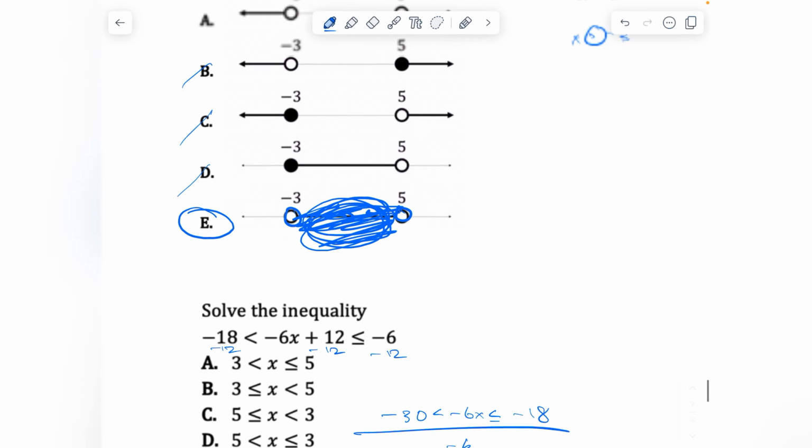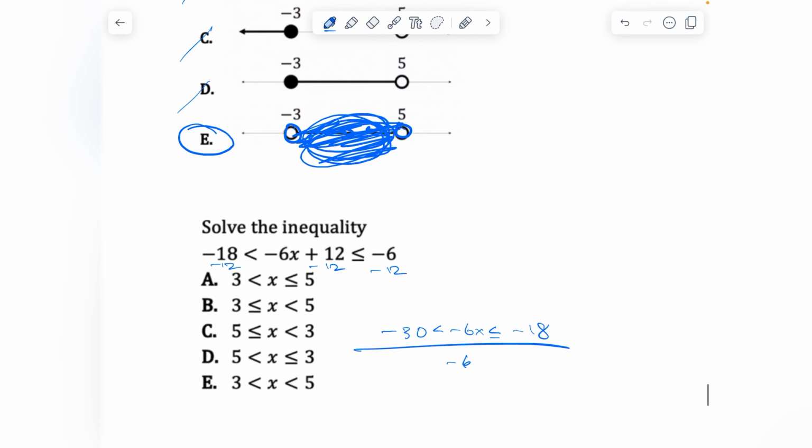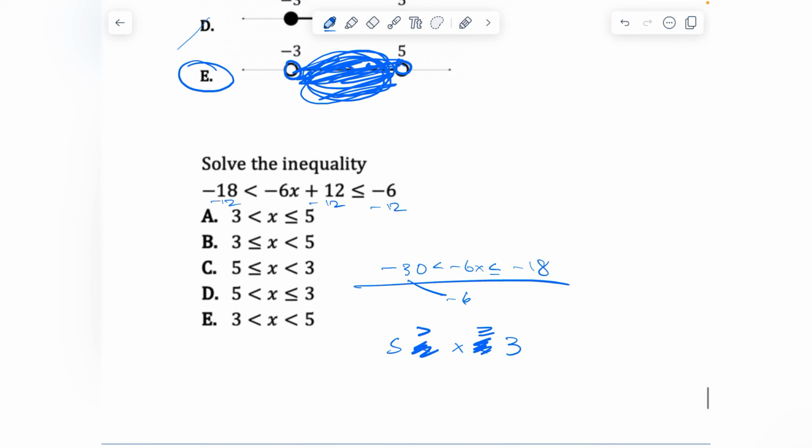And again, remember, when you multiply or divide an inequality by a negative number, you end up switching the directions of the signs. So you're going to think, okay, the answer is -30 divided by -6, which is 5, is less than x is less than or equal to 3, right? But you're going to have to flip all the signs, because that's what multiplying or dividing by a negative number does to inequalities. So now you have 5 is greater than x is greater than or equal to 3, which I would rewrite as 3 is less than or equal to x is less than 5. Okay, and that is your answer right here.